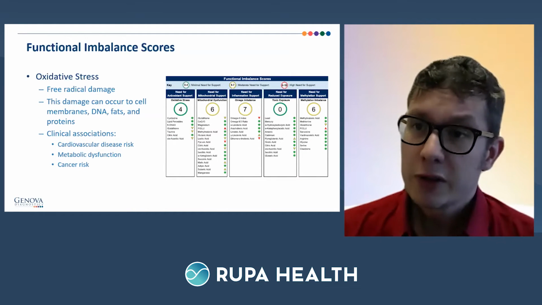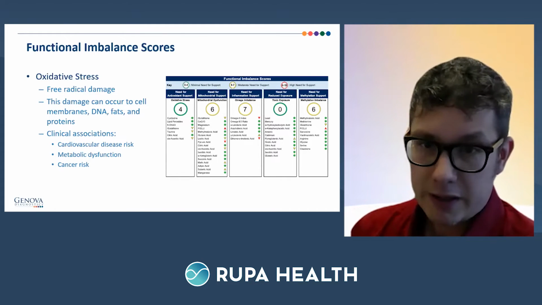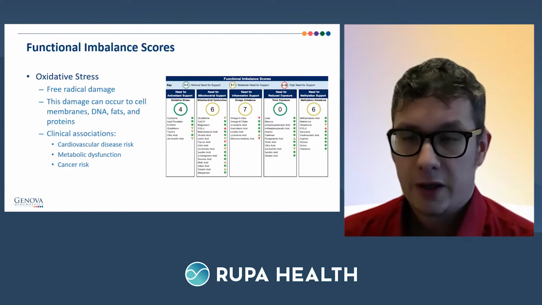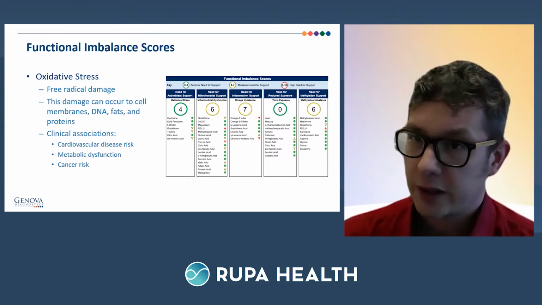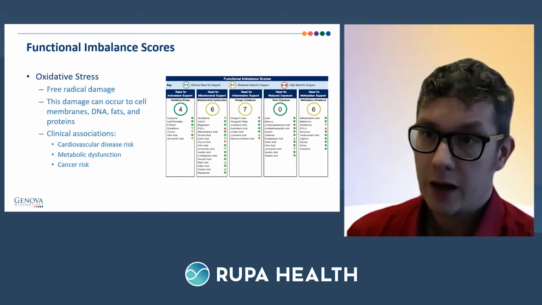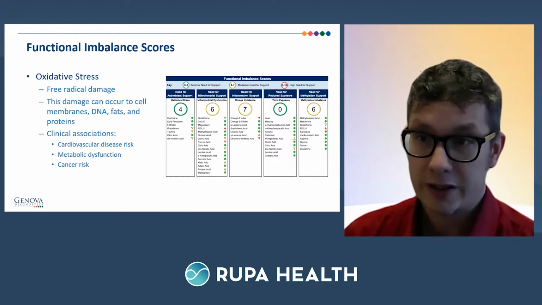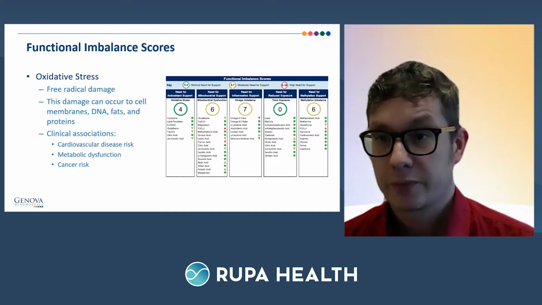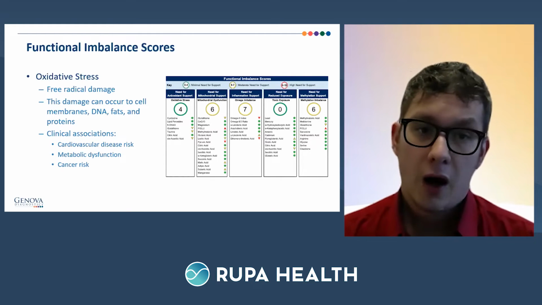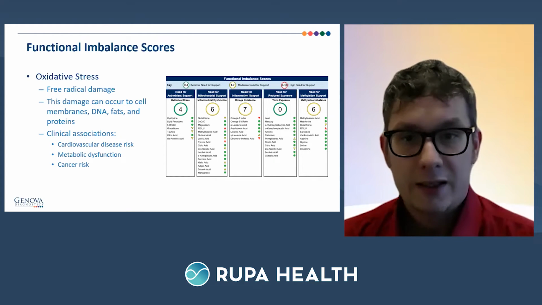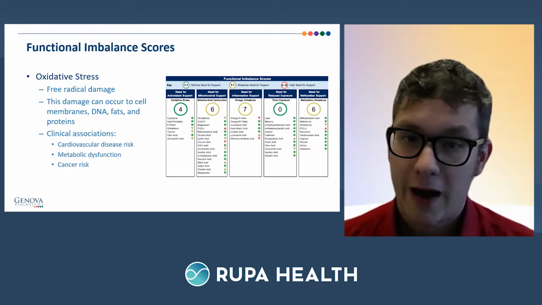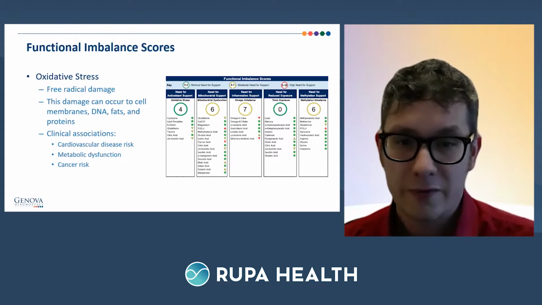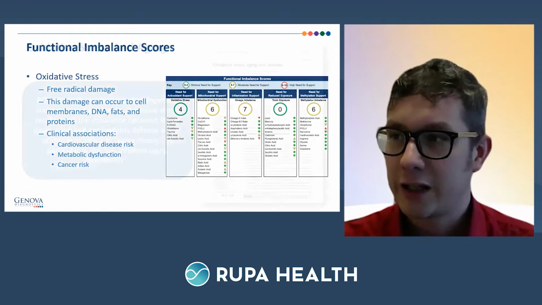So similar but different, oxidative stress is a whole different concept, right? It's the free radical damage that occurs within cells. And free radicals can come from different places. They can come internally, endogenously, through the cell's own biochemistry, which is going to make free radicals on its own. But we also think about free radicals coming from the outside, right? Exposure to toxins and things like this. And so on the test, we can look for oxidative stress and oxidative damage around DNA and fats and other items. And again, oxidative stress is associated with chronic diseases such as cardiovascular disease risk, metabolic dysfunction, cancer risk, on and on and on.